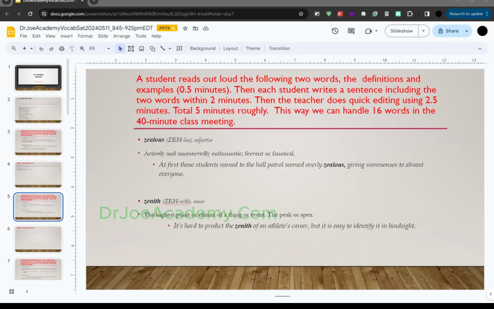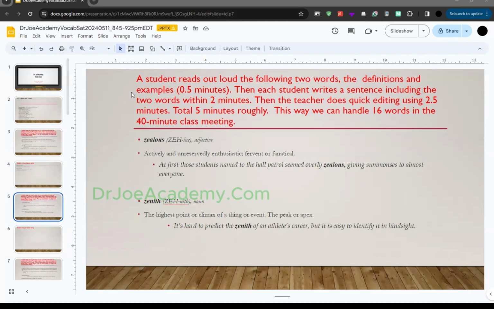Zealous, adjective, actively or unreservedly enthusiastic, fervent or fantastical. At first, those students named to the hall patrol seemed overly zealous, giving samosas to almost everyone.